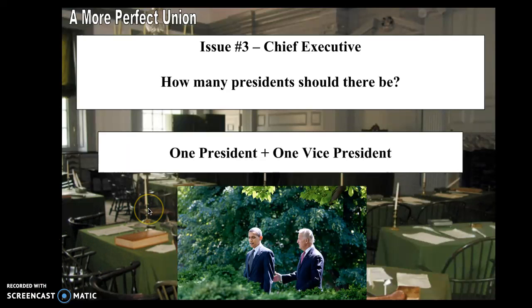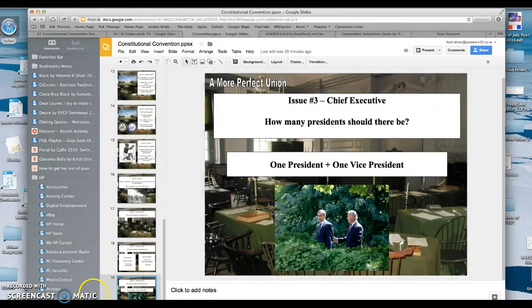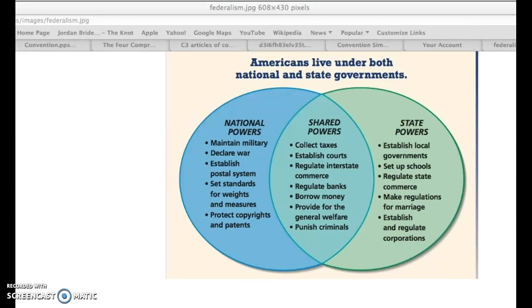I hope this clarified some of the issues that they discussed at the Constitutional Convention. I also want to review with you federalism, which is a major issue discussed there as well. Okay, here we are, federalism.